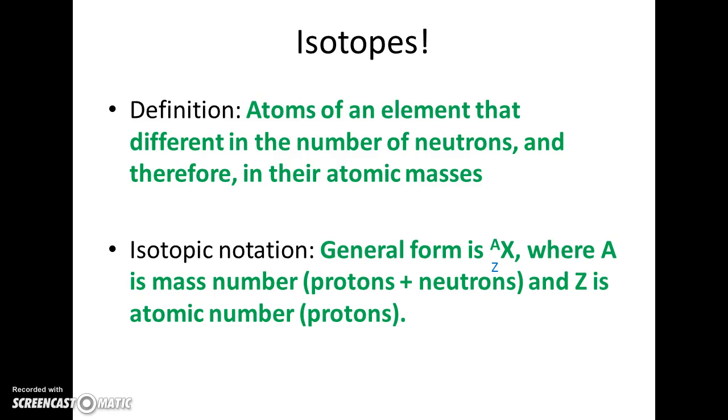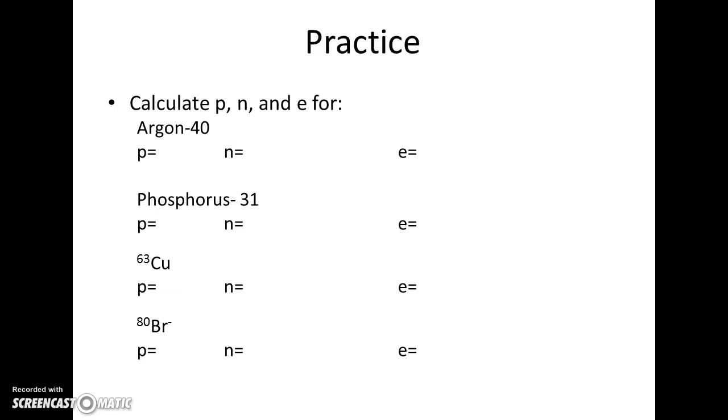Very frequently you see that Z is left off, and that's because you could simply look it up on the periodic table to find the atomic number. Okay, so you'll see here there's a couple different ways of writing it. When we write argon 40 like that, what we mean is that 40 is the mass number. Okay, it has to be because argon's atomic number is 18.